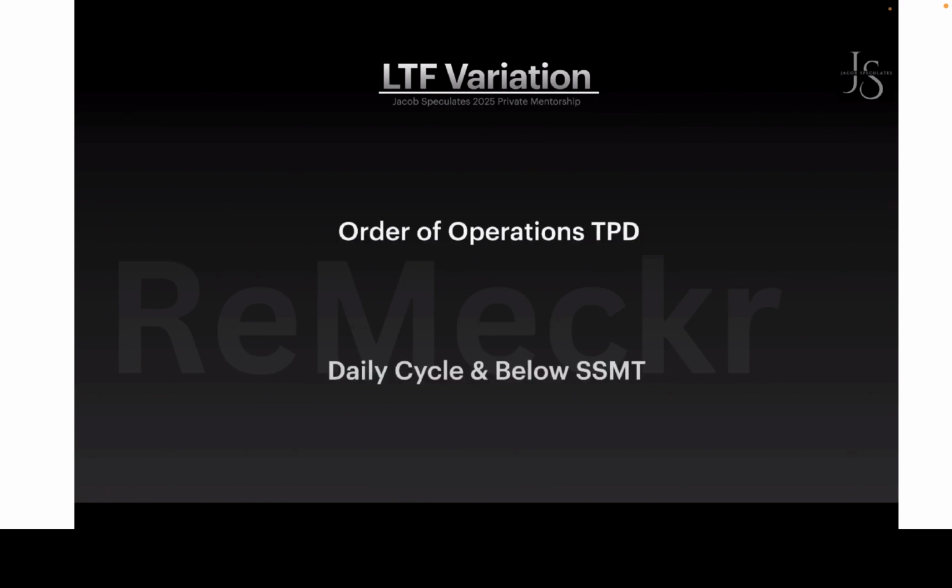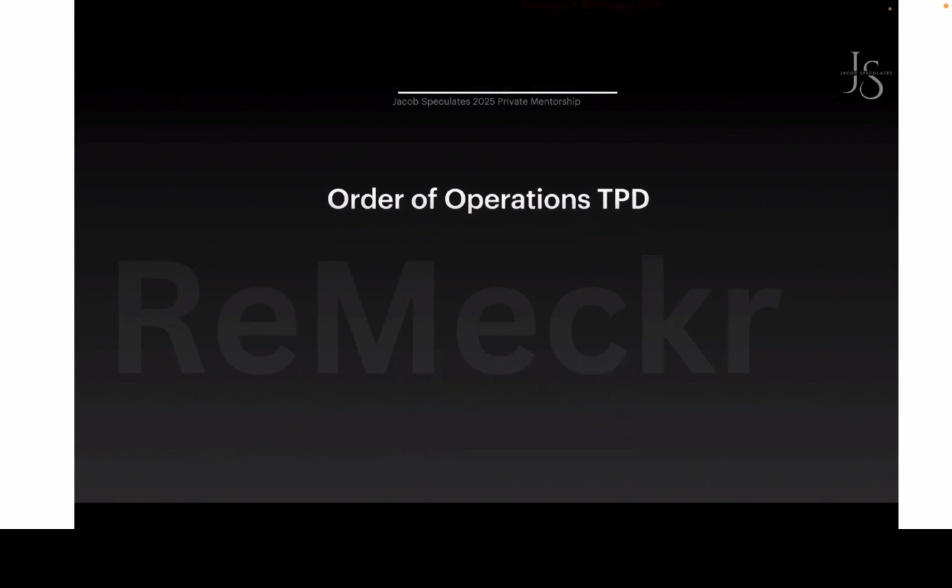And now looking at the lower time frame variations. So the ways to go about gauging strength and weakness for the lower time frame is number 1, the order of operations TPD, and number 2, the daily cycle and below sequential SMT. So getting started with the order of operations TPD.